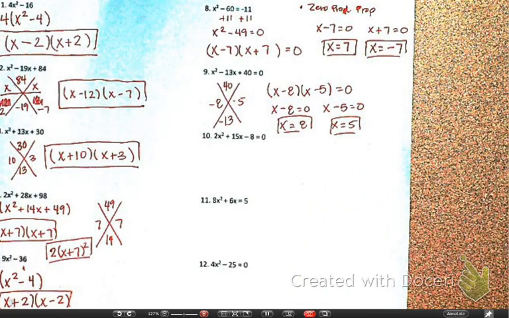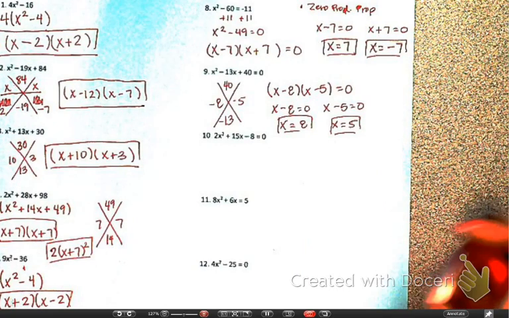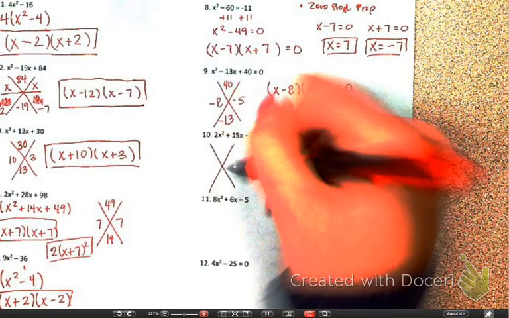Number 10. Are we in standard form? Yeah, we're set equal to 0. I see a 2 out front, so I'm going to check for GCF. Is there one? Nope. So I'm going to go straight to the super X.